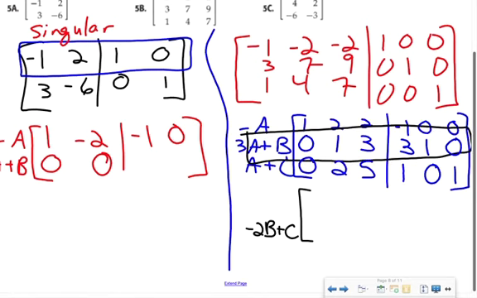So negative 2 times 0 is 0. 0 plus 0 is 0. Negative 2 times 1 is negative 2 plus 2 is 0. Negative 2 times 3 is negative 6 plus 5 is negative 1. Negative 2 times 3 is negative 6 plus 1 is negative 5. Negative 2 times 1 is negative 2 plus 0 is negative 2. Negative 2 times 0 is 0. 0 plus 1 is 1. And then first two rows I'm going to leave alone.